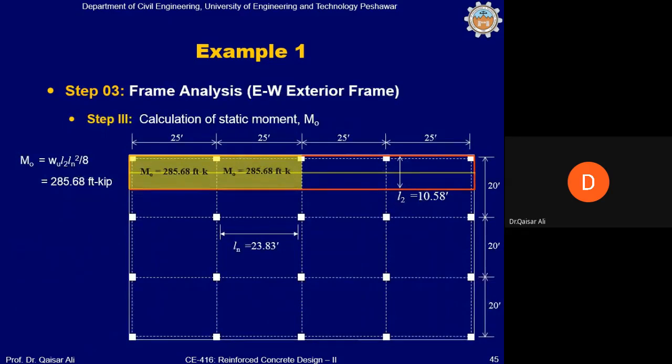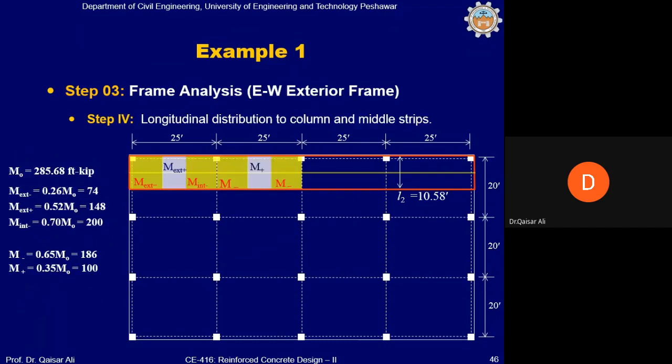Then M naught will be calculated as WU L2 ln squared divided by 8. WU is 0.3804, L2 is 10.58, and ln is the same, 23.83, squared, divided by 8. So this total static moment, M naught, is calculated this time, but with a different L2. Now this is almost half of the previous M naught, which was 540. Then it will be distributed longitudinally and laterally.